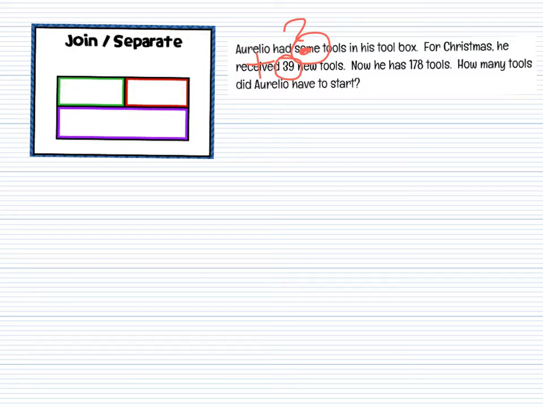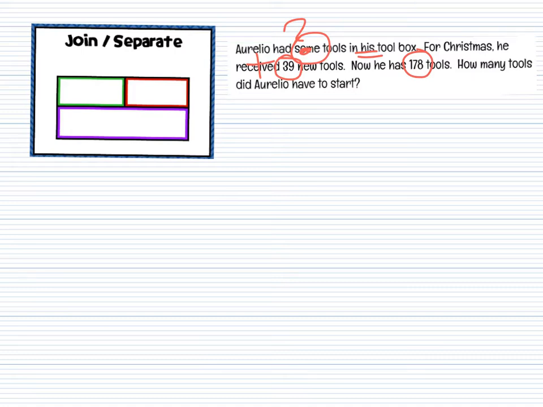Now he has 178 tools. Now remember what Miss Ayala did earlier: when I saw that "now," it told me equals. I know that he had some tools, then I got the action. So my start, I didn't know it. There's a question mark there. My change is that he received 39 tools. So I have my start plus change equals my result. Where you see the "now" is where Miss Ayala is going to put her equal sign. Now he has 178.